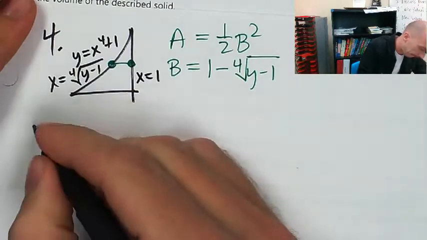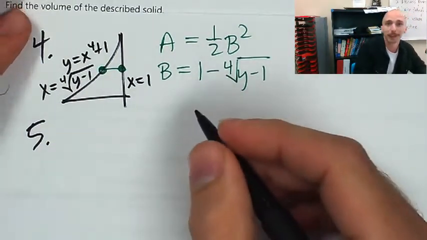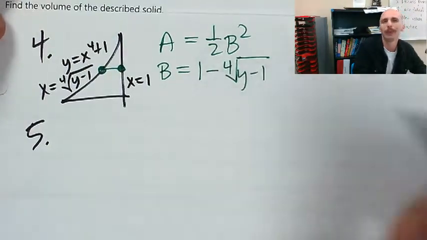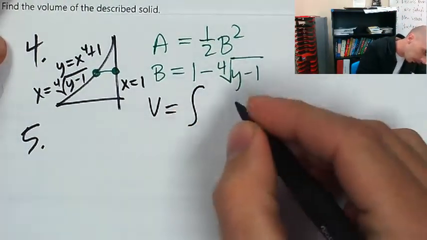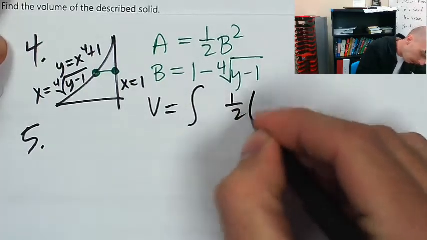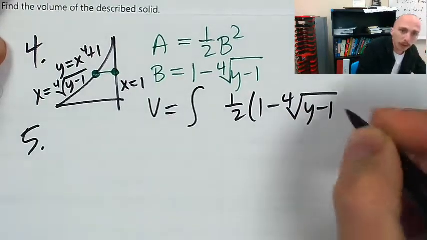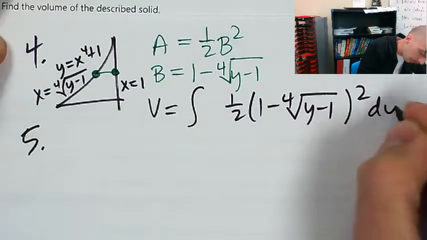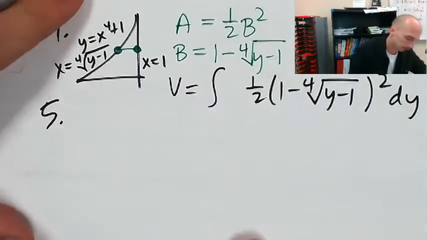Okay. I was ready to move on, but evidently it looks like this is one that you would have to use a calculator for anyway. So volume being the integral of area is going to be the integral of 1/2 base squared, dy as y runs from 1 to 2.